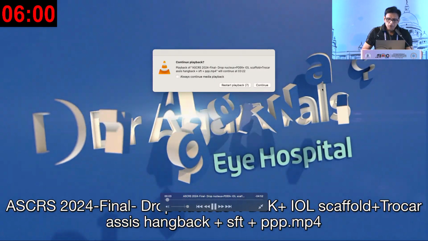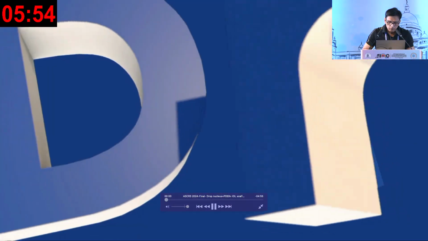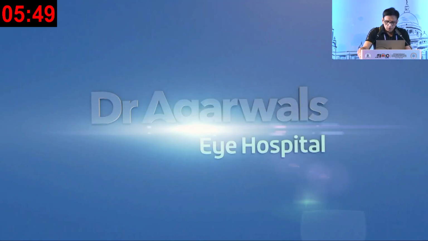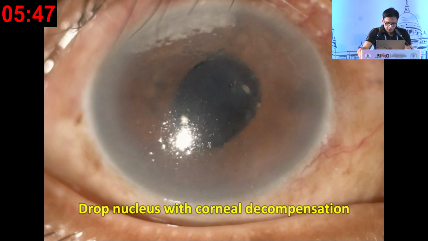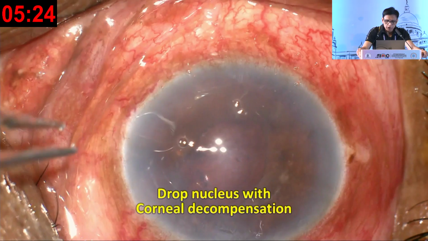This particular case, you'll see just now, okay, this patient had a drop nucleus. And with the drop nucleus, the surgeon left the nucleus behind. With time, obviously, the cornea also has decompensated. So I've developed a patient with a corneal decompensation, and you can see there the nucleus lying on the B scan also. So there is the corneal decompensation occurred, nucleus drop has already occurred.